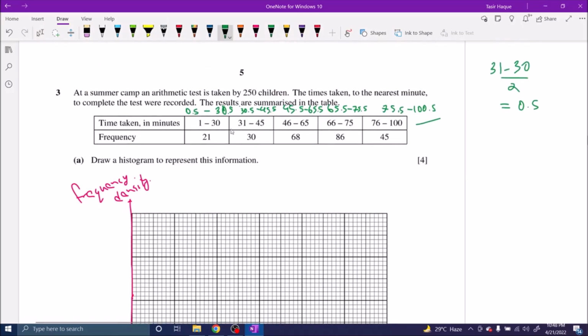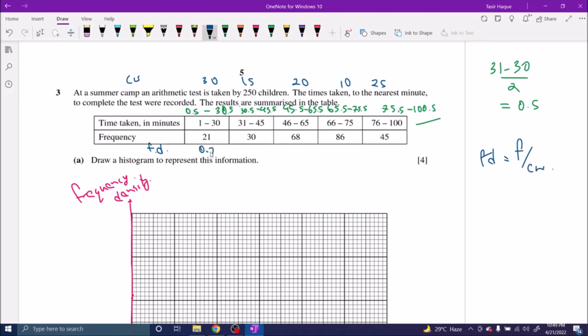So the class width, what is it going to be? We need to use the corrected ones. 30.5 minus 0.5, how much is that? The class width is 30 for this one, 15 for this, 20, 10, right? And last but not least, 100.5 minus 75.5, that's 25. So let's find out the frequency density. We know that FD is equal to frequency by class width. So 21 by 30, how much is that?